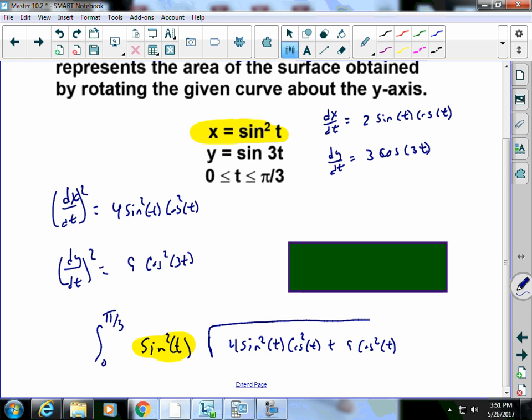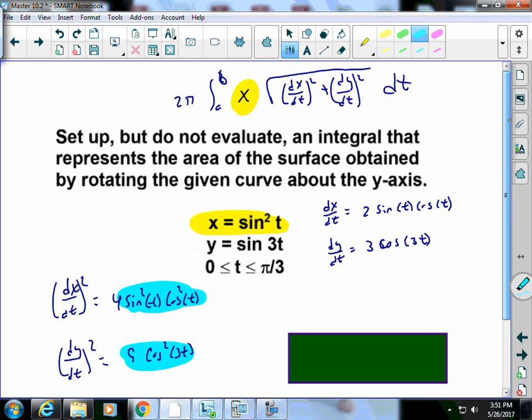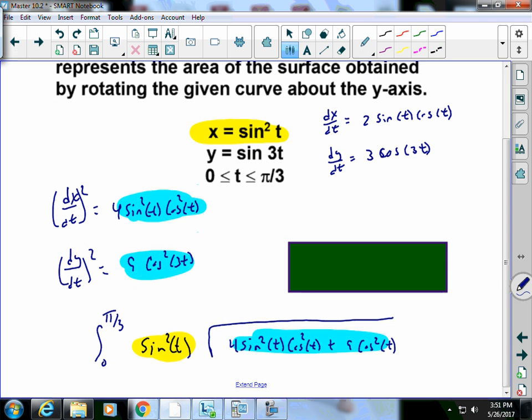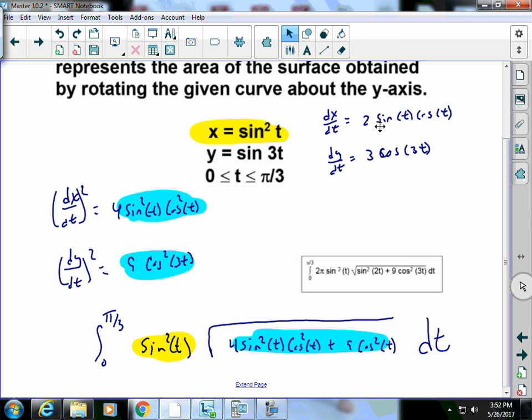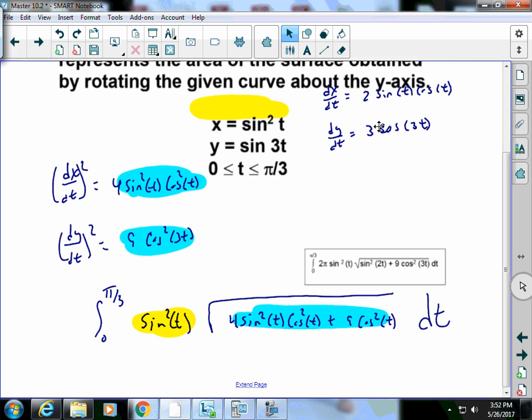Take the square root of the entire thing. Again, this and this make up this part of the equation. And don't forget to write dt. And that, my friends, is the problem. Oh, I forgot 2 pi. Oh, 2 pi. 2 pi sine squared t.